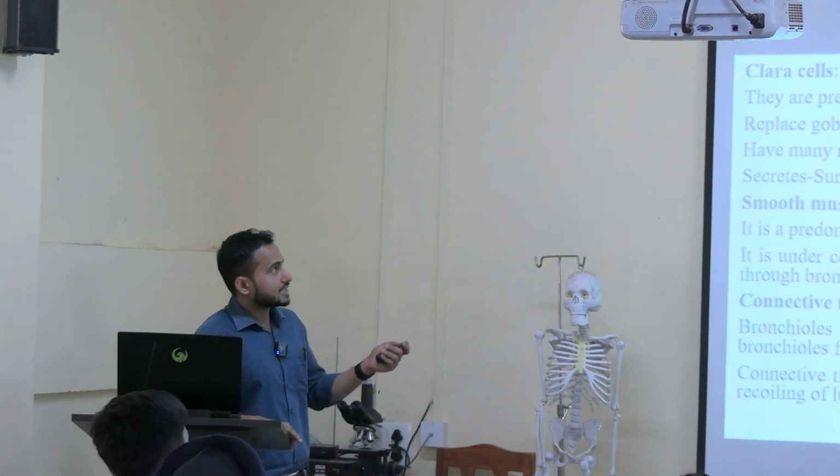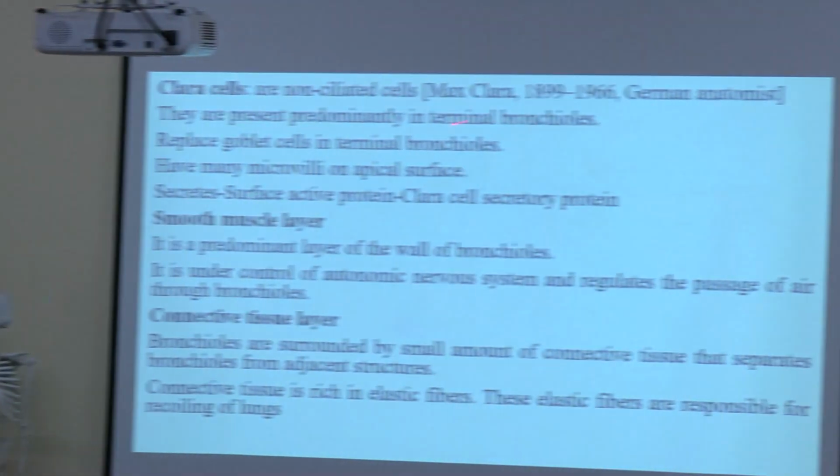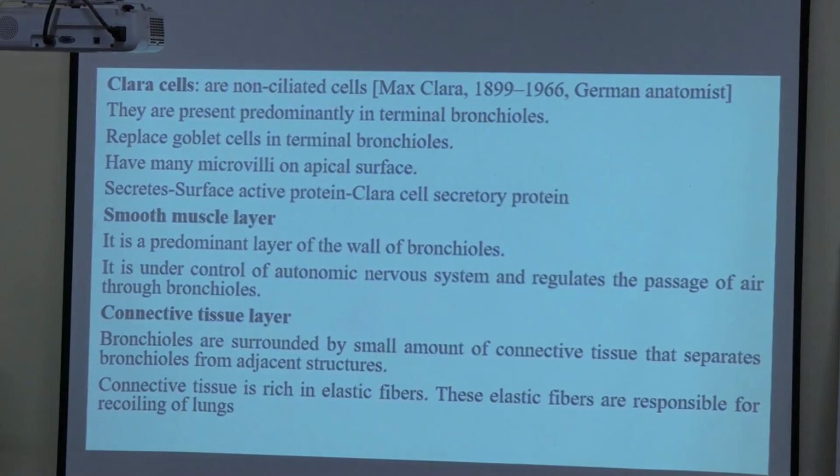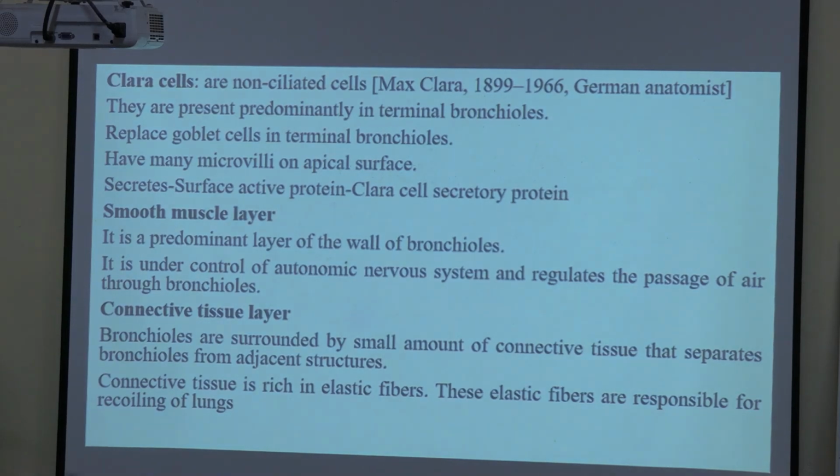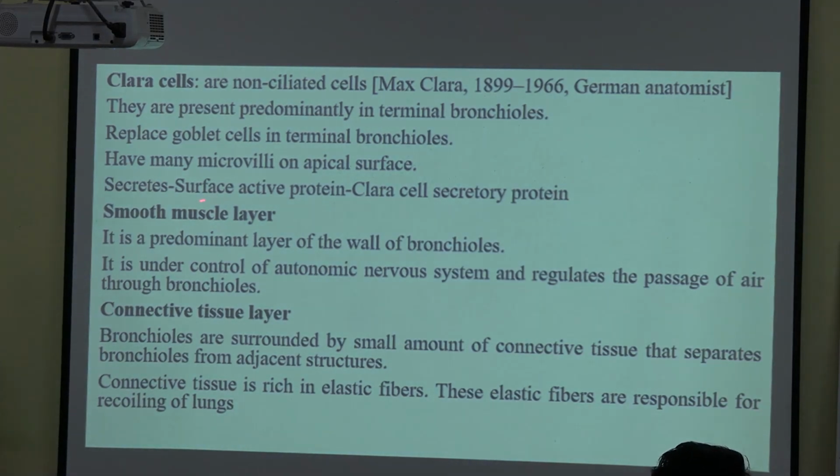Next, Clara cells, as I said, these are the non-ciliated cells. Max Clara, a German anatomist, discovered these cells. Okay, they are predominantly present in the terminal bronchioles. They replace the goblet cells in the terminal as well as in the respiratory bronchioles also. It secretes a surfactant-like protein called Clara cell secretory protein, also called CC16.